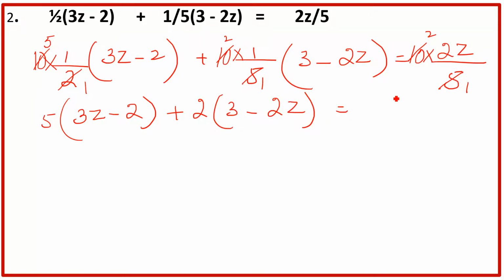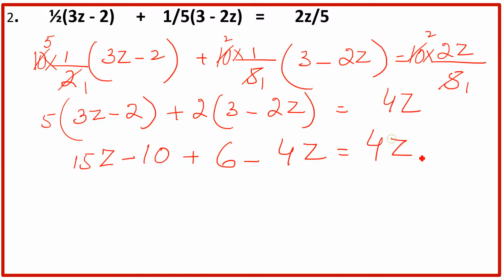Now our question is 2 times 4z, right? Now we do not have any fraction. So what is the next step? You have to multiply this parenthesis by 5, this parenthesis by 2, whatever is in front of the parenthesis. This is called the distributivity. So 5 3 times 15z minus 5 2 times 10. Same thing here, 6 minus 4z is equal to 4z.